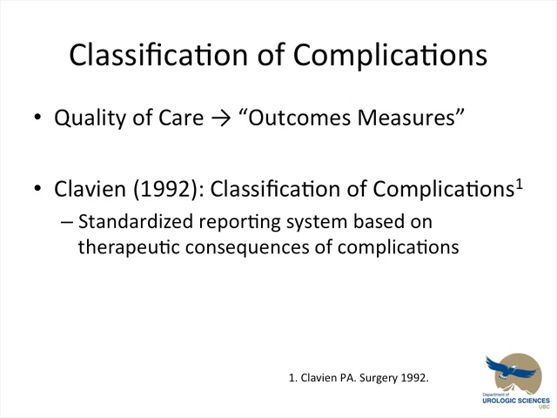In 1992, Clavien was the first one in the surgical literature to publish a paper in the Journal of Surgery that suggested a standardized way of reporting complications, and it's based upon the therapeutic interventions required. The Clavien classification system originally stratified patients into 5 categories of complication. Over the years, it's been modified, and it's now referred to as the modified Clavien or the Clavien-Dindo classification of complications. And although there's no universally accepted or mandated method of reporting complications in the literature, this seems to be what the urologic literature has suggested is the way that complications should be presented.